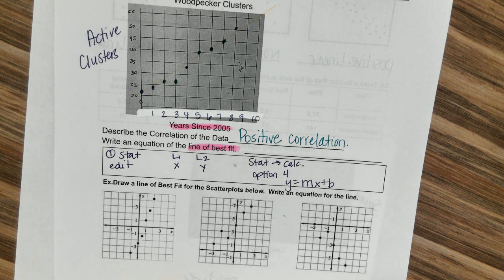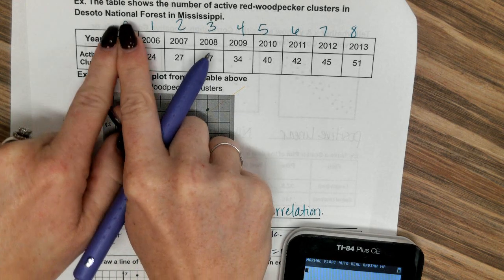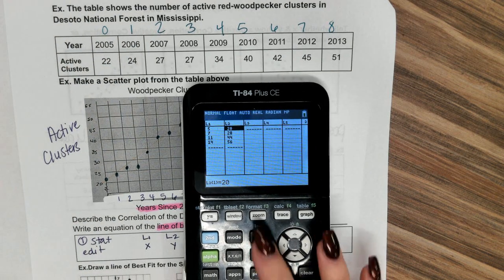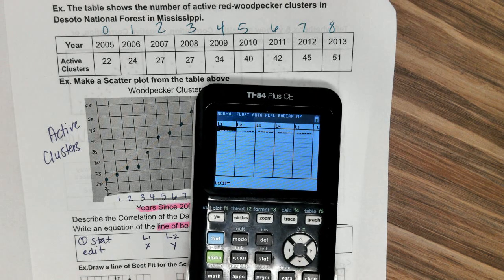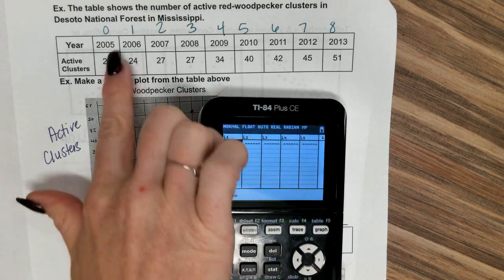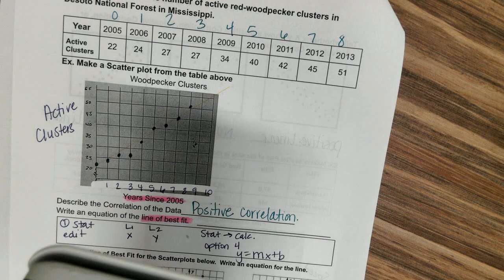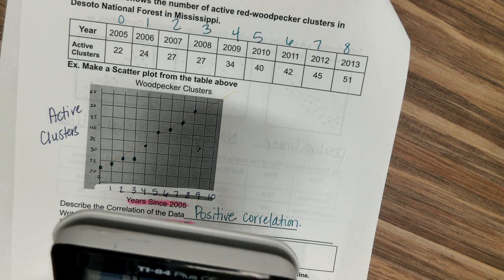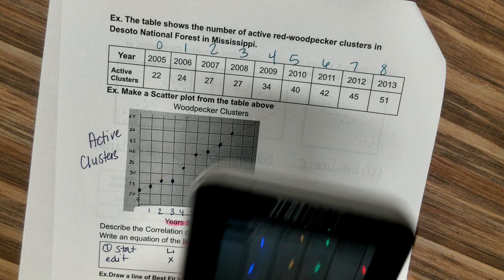Okay, so get your calculator. You've got your data right here. But are we going to use 2005 for x or 0? 0. Okay, so go to Stat Edit. So my L1, I'm going to put in, and guys, I need you to listen carefully. You have to put in every single piece of data, because this is not a straight line. All these dots are all over the place, right? Your calculator is calculating a line of best fit based on all of this information. You have to put in every single piece.